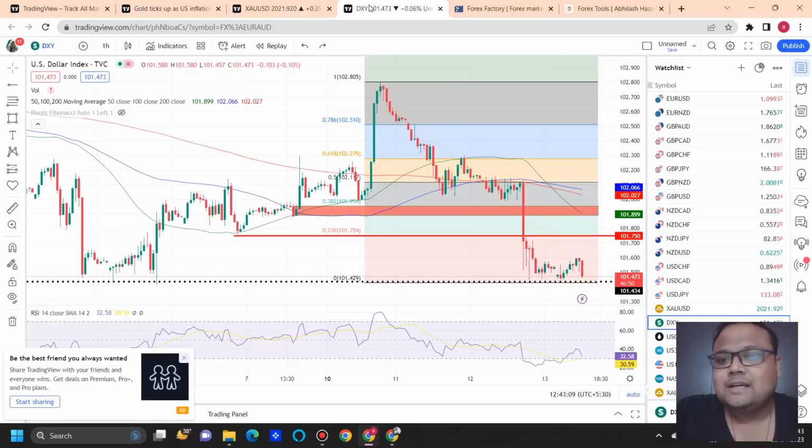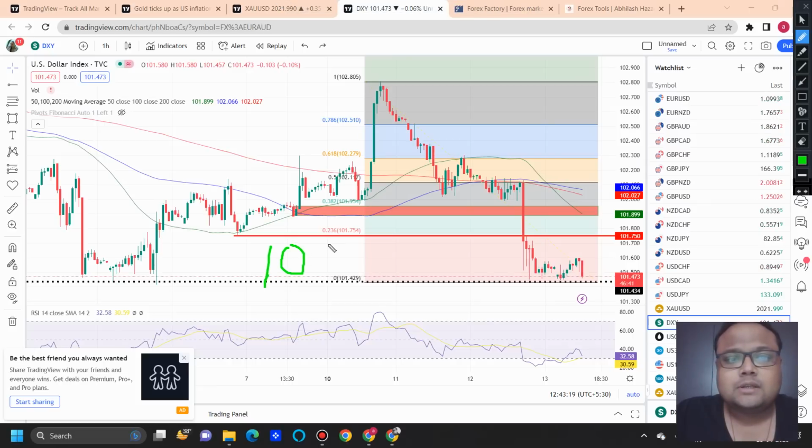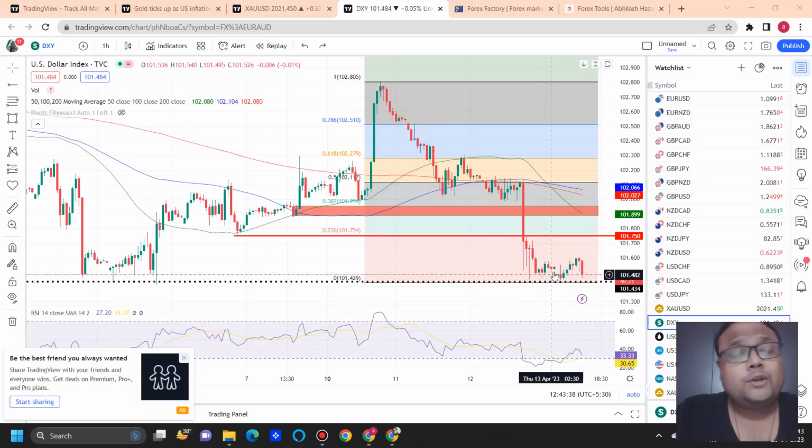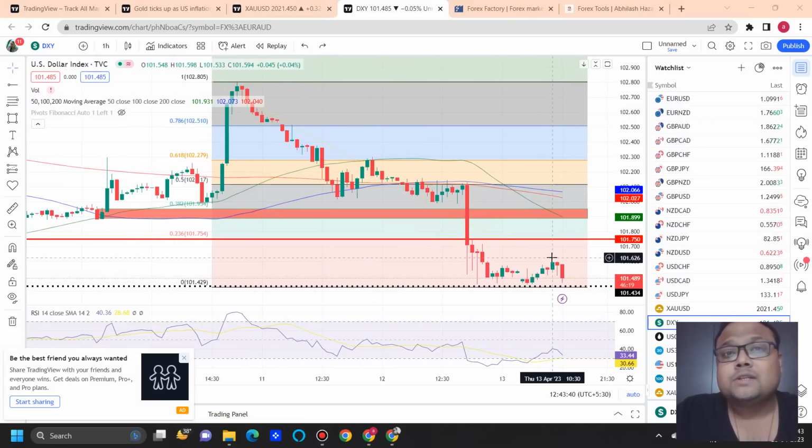So my dear friends, DXY showed a big fall yesterday and right now DXY is standing at 101.47. Yesterday we discussed the support of 101.40 and during the news also the market respected our support level, and right now we can see that DXY is heading lower again, but this time there is a good chance that DXY will break the support and move down further. The reason is that when DXY tried to recover, the recovery was not strong enough.